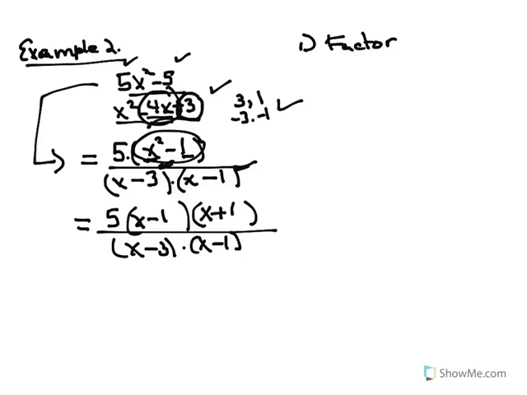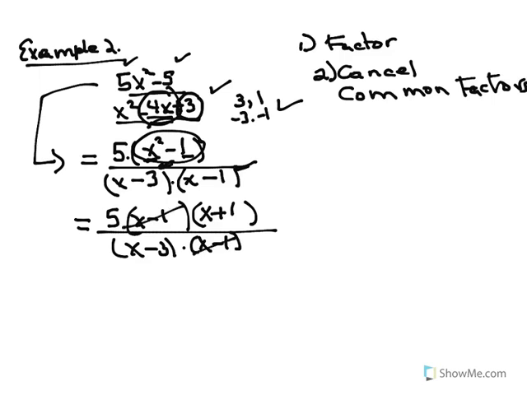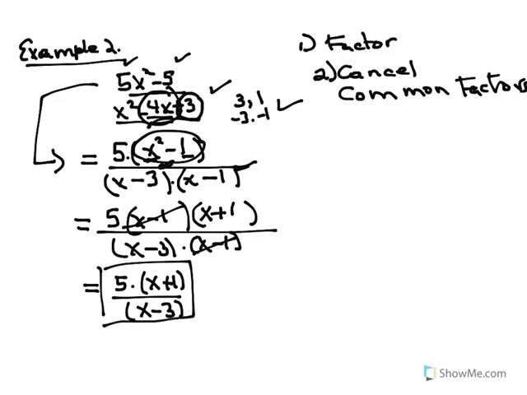Okay? So what I'm going to do now is cancel the common factors. That's the second step: cancel common factors. Let me look at the common factors, and I can see that x minus 1 and x minus 1 are common. Then the expression is left as 5 times x plus 1 divided by x minus 3. I can leave the expression like that. I don't need to distribute the number.